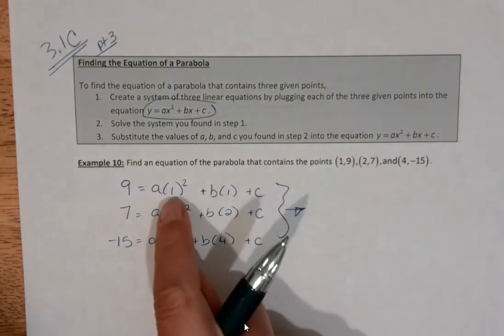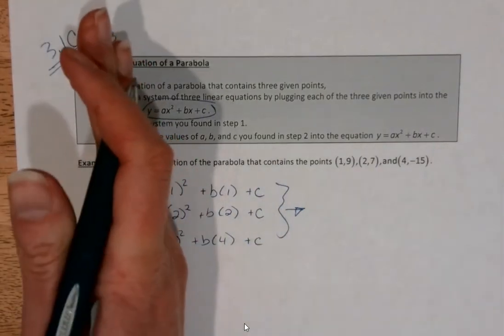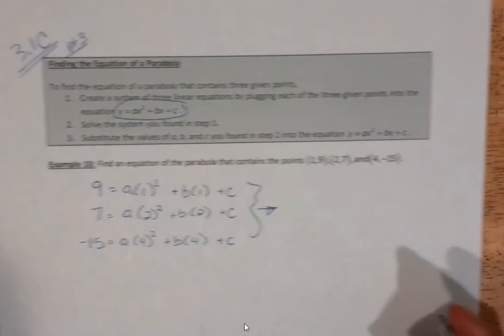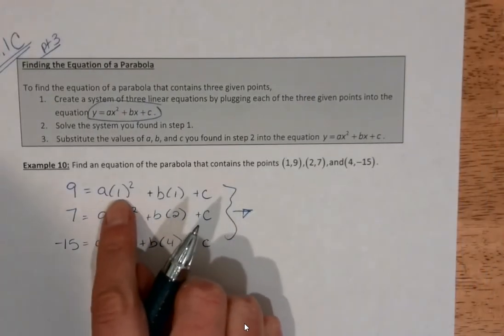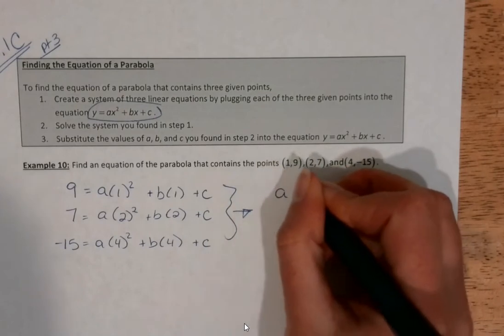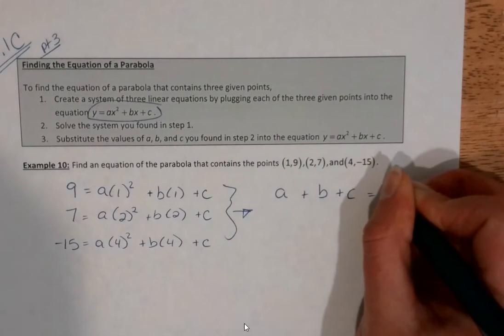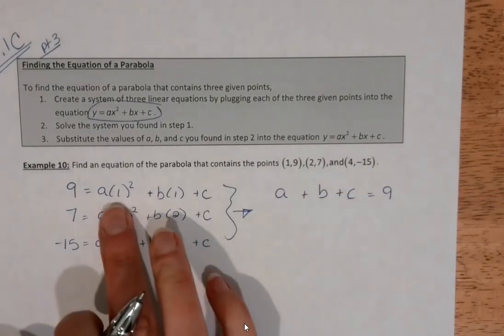Okay, I'm going to take all 3 of those and rewrite it to make it look a little prettier because we don't like numbers on the right-hand side of our variables. So I'm actually going to move those numbers, the y values, to the left-hand side, or the right-hand side as well. So first of all, 1 squared is 1, so that'll be 1a, plus b times 1 is b, plus c equals 9.